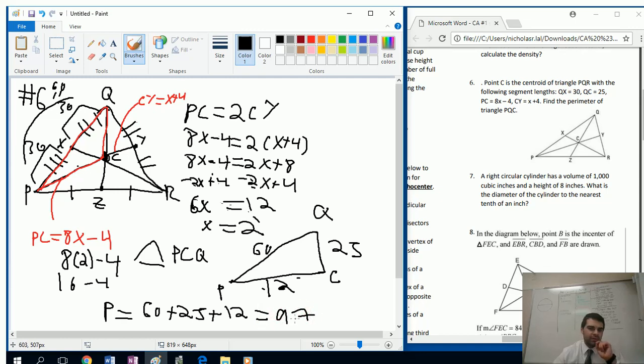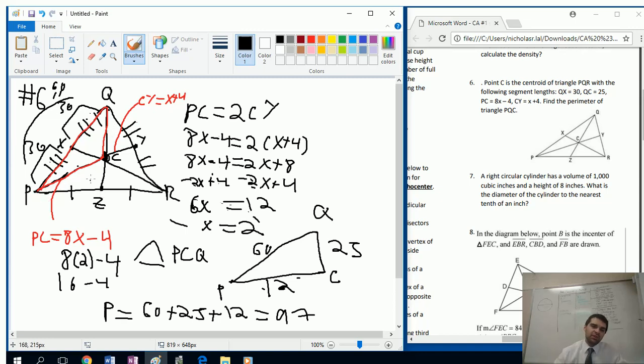I want to just go over how we got the answer one more time because this is probably one of the more confusing problems. So we need the perimeter of the triangle. PQ, that's equal to 60 because that's 30 and 30. That 30 is given to us. So that's going to be equal to 60. Then we have QC, which is going to be equal to 25, and PC, which is going to be equal to 12.